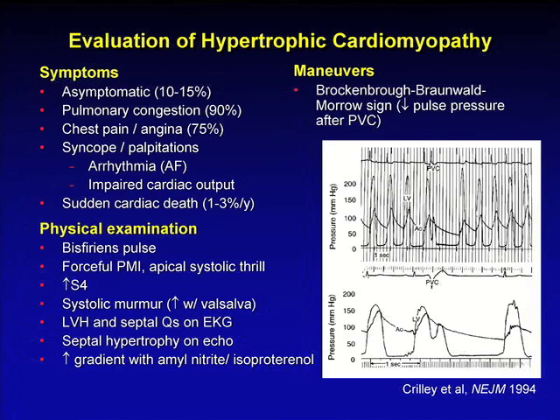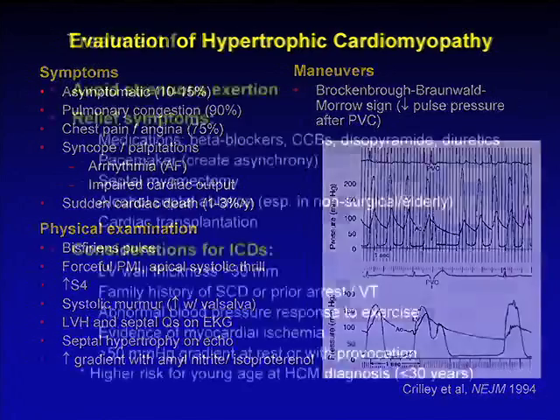So there are maneuvers, and I mentioned some, but one of the most famous is the Brockenbrough response, which really is a reduction in the pulse pressure, the systolic and diastolic difference, after a PVC. Most people think of that as the upswing of the LV systolic pressure, but it's actually the reduction of the pulse pressure right after the PVC, and that's a result of the changes in the physiology in the setting of an obstructive left ventricular outflow tract.